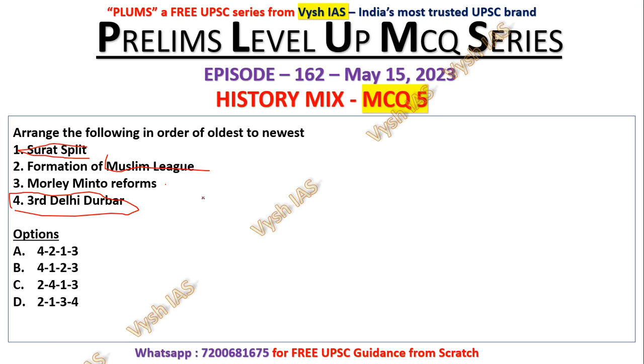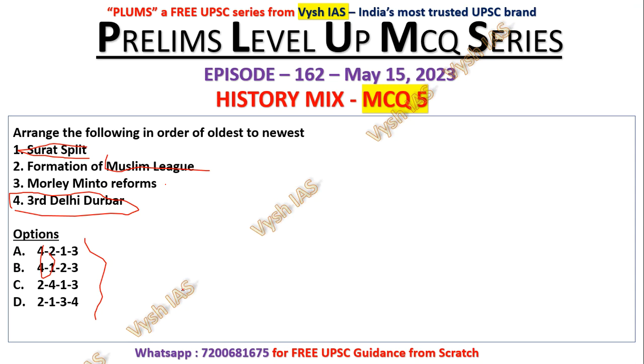Every event which I tell now like this, you should be able to tell. If you are not able to tell, it means you have not watched my Spectrum or you have not learned from a good source. Okay, so here if you see, either 4 or 2 is in the starting, meaning either Delhi Darbar or the formation of Muslim League. So any event, if you know, you could cut short and come to 2 options at least.